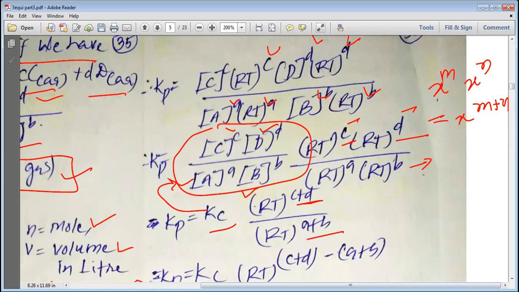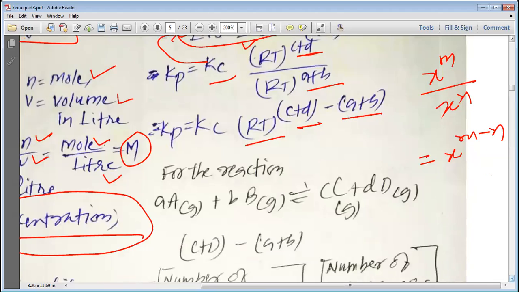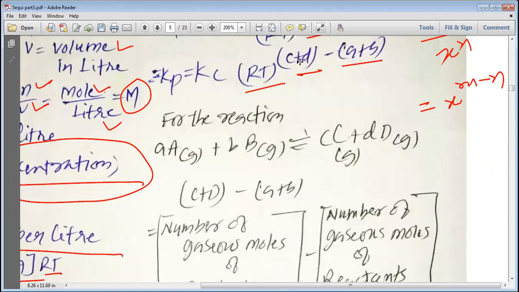And therefore, we are also aware that if x raised to m divided by x raised to n, that is equal to x raised to m minus n. So we can easily write RT to the power (c plus d) minus (a plus b). But my dear students, we have already studied that the number of gaseous moles of products minus the number of gaseous moles of reactants, this is your np and this is your nr. So it is np minus nr, which is nothing but your delta n gas.